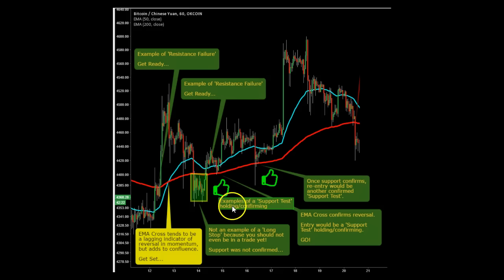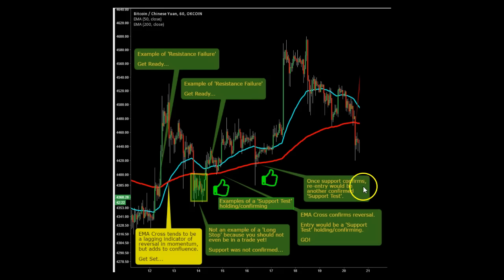And then we get examples of support tests holding the support, holding the 200 EMA, okay? This is all about patience. The reason you're so patient with this is because it's either super sideways or super volatile. This was during the super sideways action when it could have gone either way. So that's one of the reasons why you're even more patient than you would otherwise be. You don't want to just be making entries in sideways action based on nothingness. So here I'm highlighting these are examples of a support test.